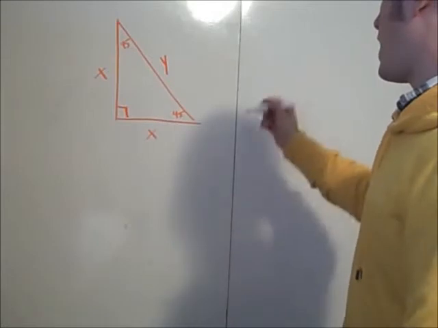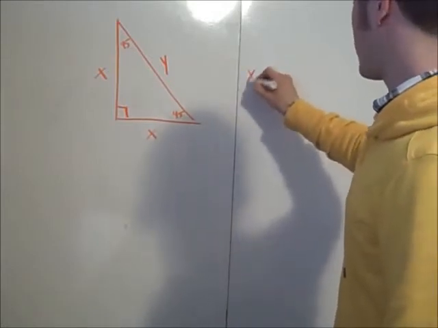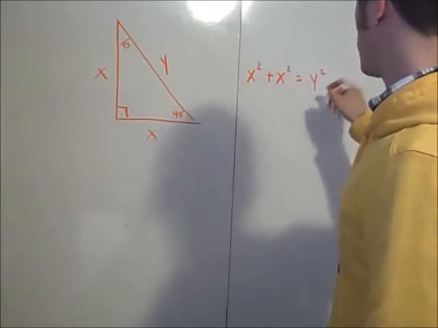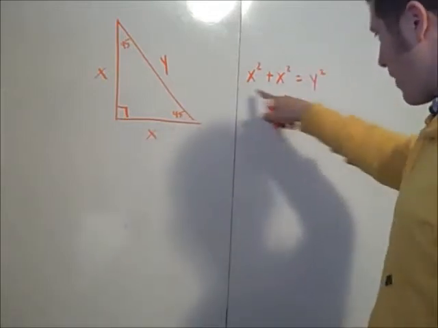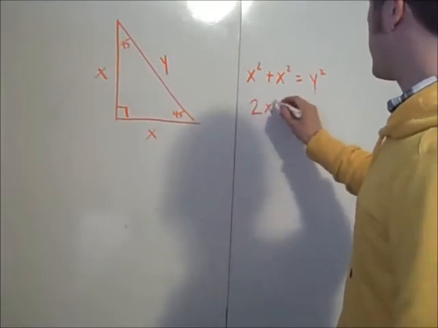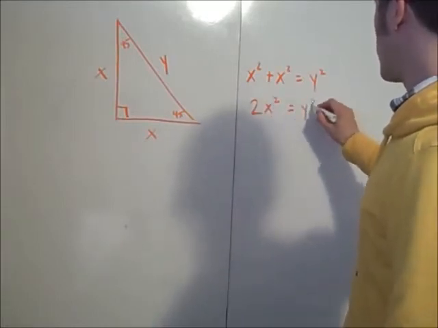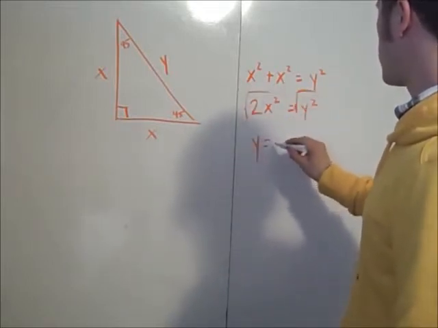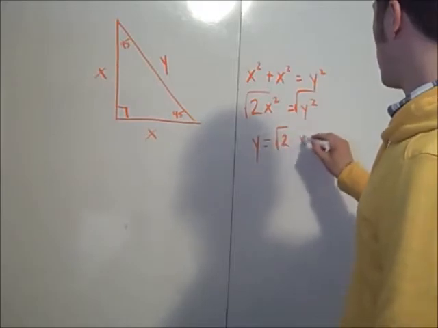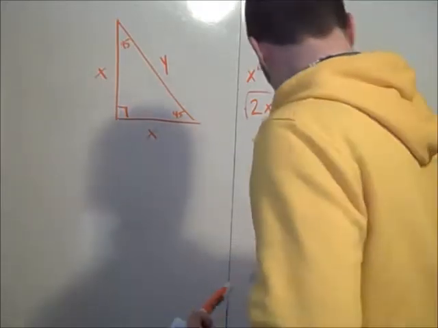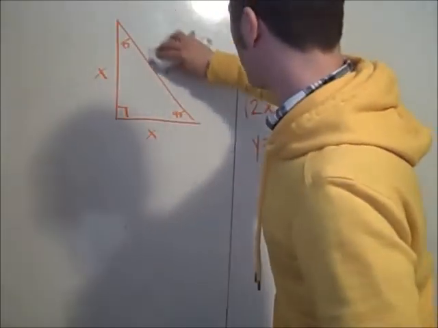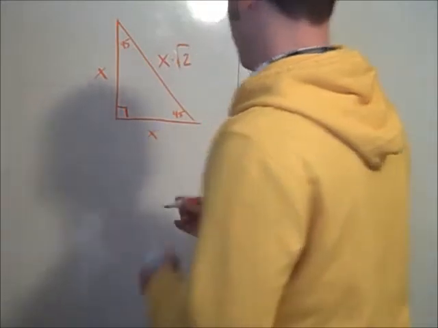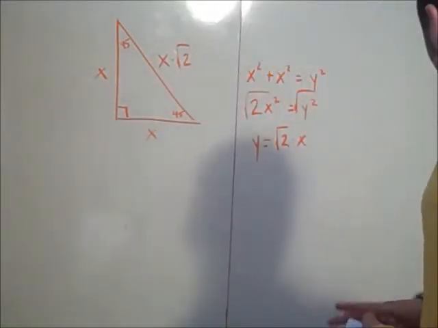So we'll start by calling it y, but we know that by the Pythagorean theorem, x squared plus x squared is equal to y squared. We're just going to get y by itself. x squared plus x squared is 2x squared, and this is equal to y squared. So now we take the square root of both sides, and here we have that y is equal to root 2 times x. And so we know that if the two legs have length x, then the hypotenuse has the length x times root 2. So this is the proof of that relationship.